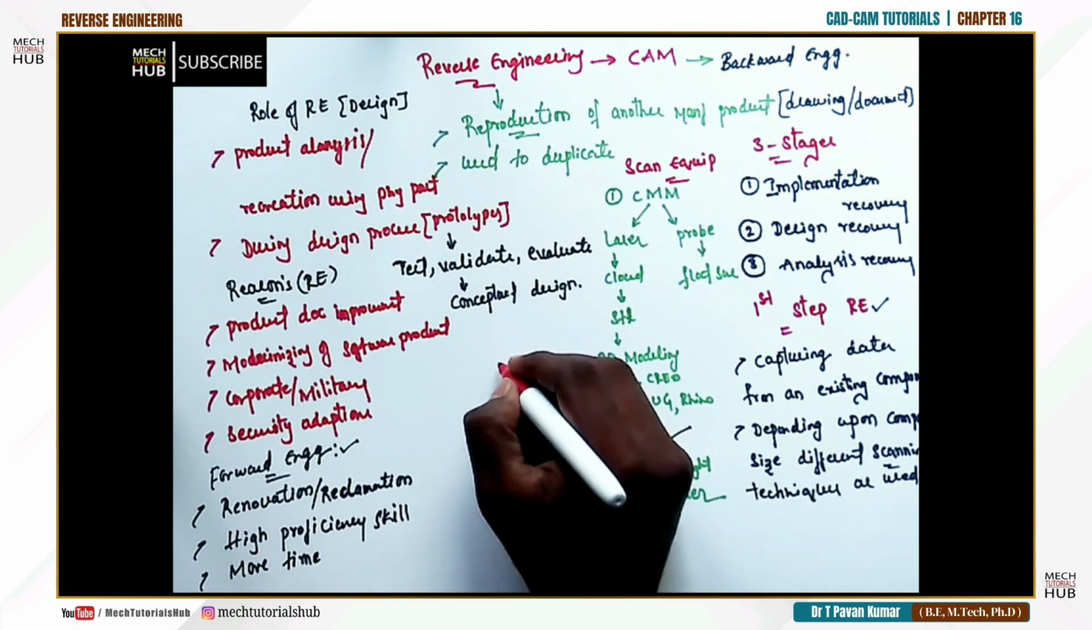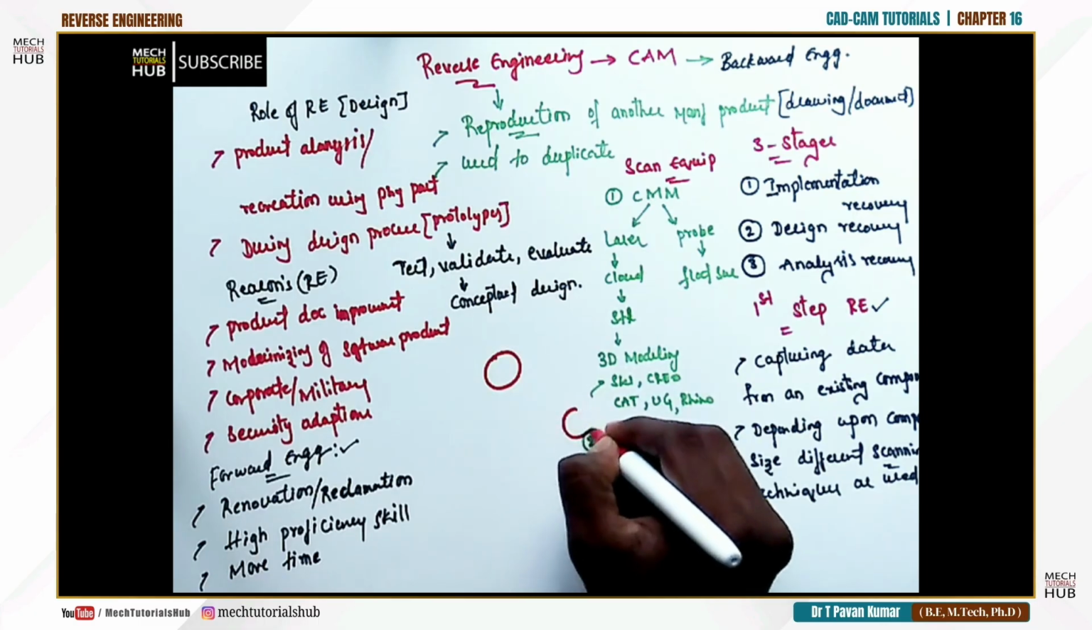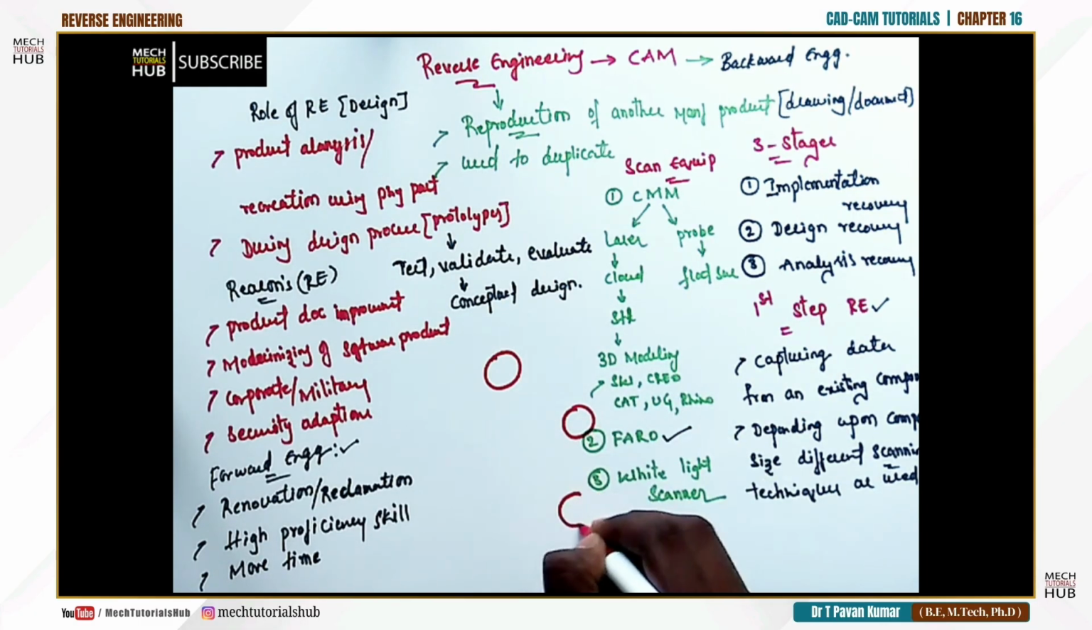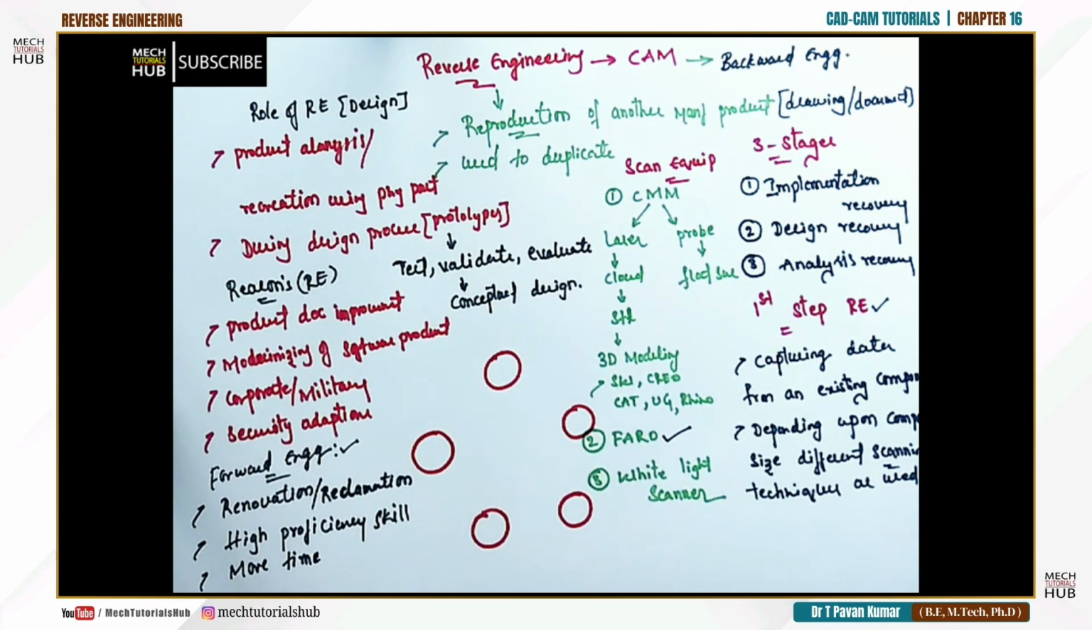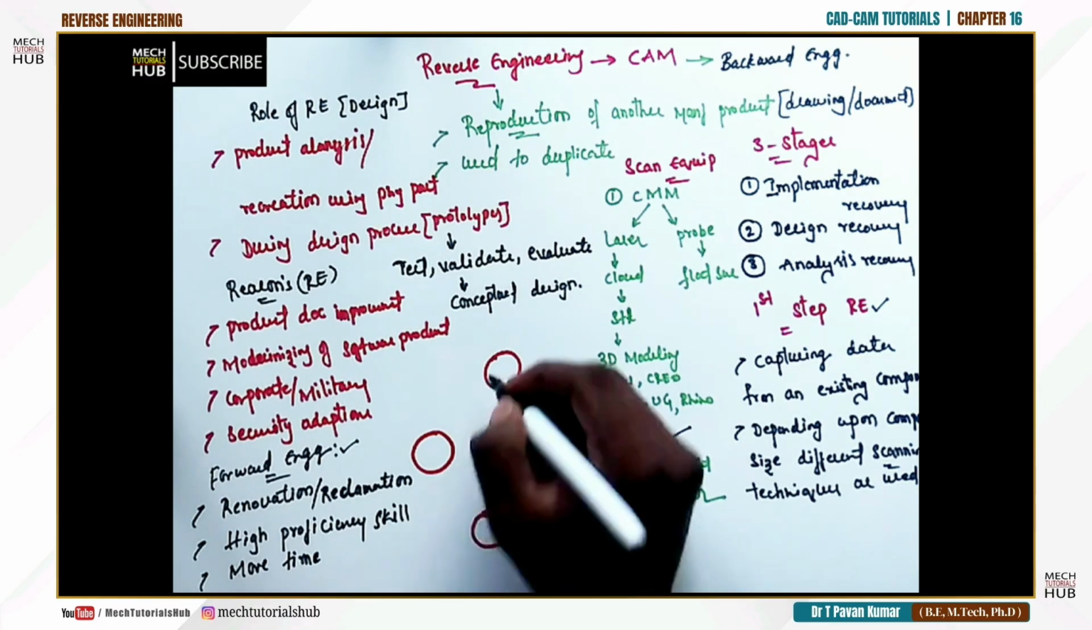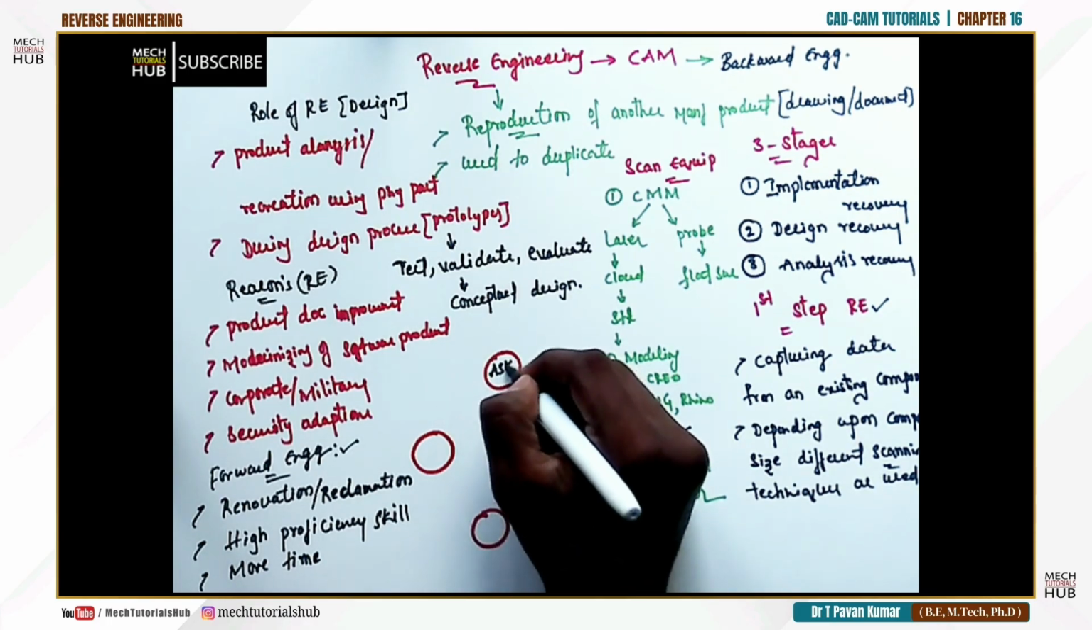I'll try to put some circles here, to make you understand: 1, 2, maybe 3. I kept some 5 circles here. I'll try to name them now. The first one, I'll just name it as ask.